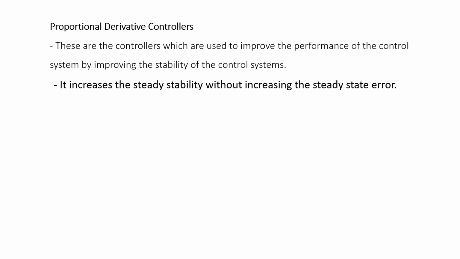In the previous case, we were learning about proportional integral controllers, which keep on improving the steady state by reducing the steady state error and do not touch the stability of the system, right? So here the derivative controllers are those which are used to improve the performance of the control systems by improving the stability of the control system without making any changes to the steady state error. It increases the stability without increasing the steady state error.